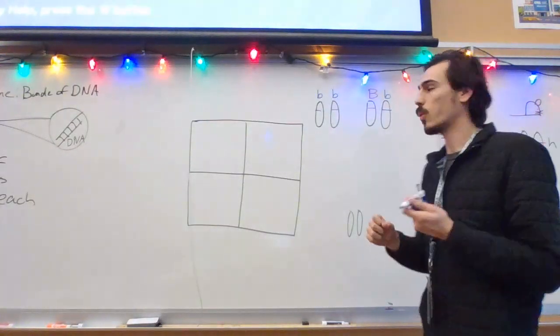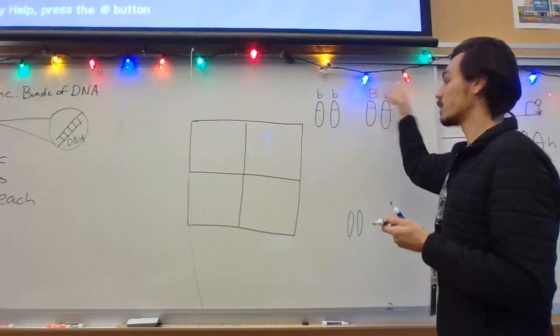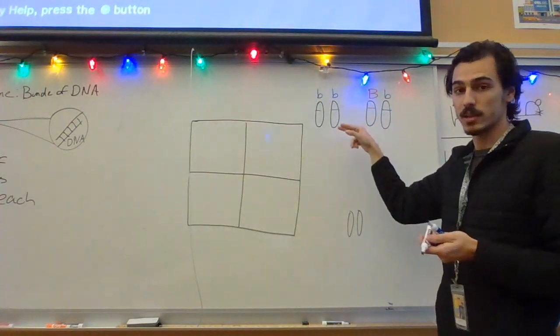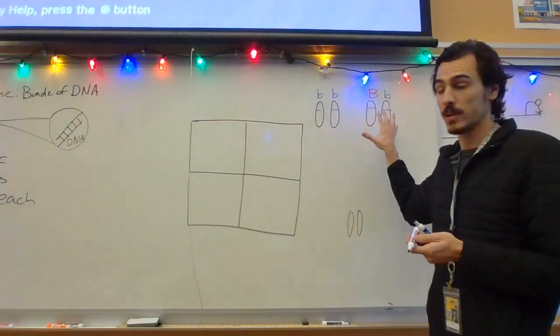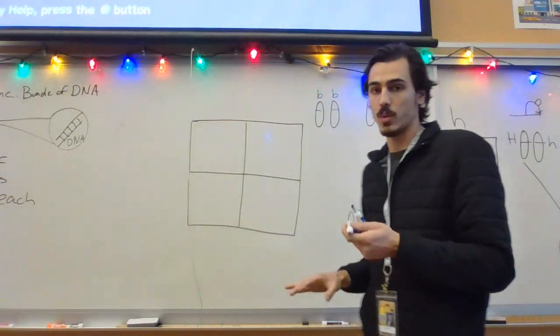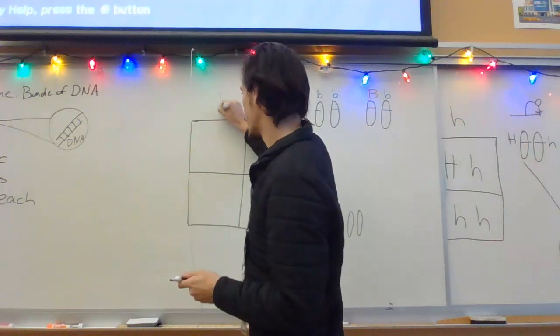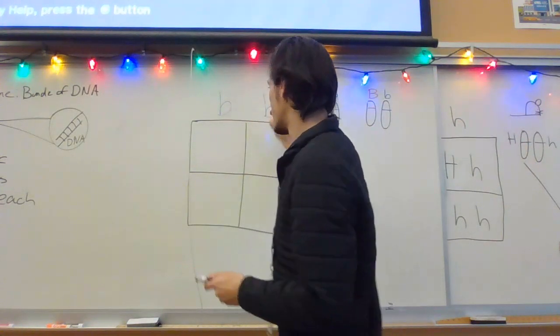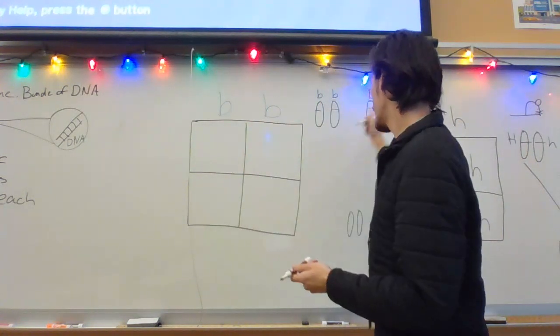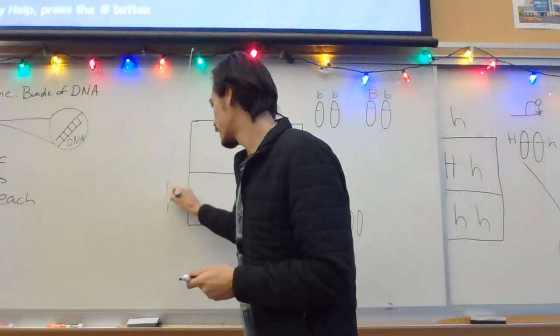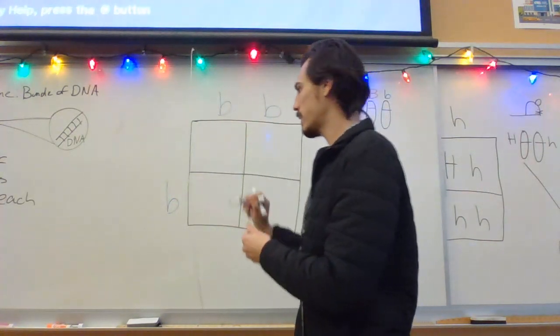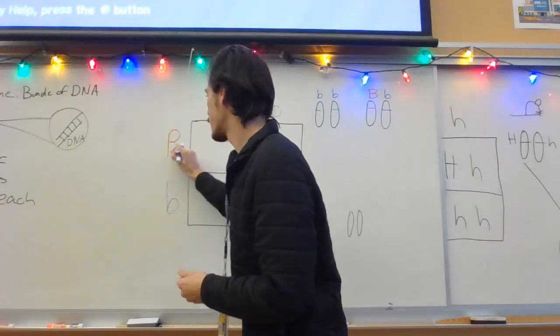So here's what we're going to do. We're going to take the genotype, which are the letters representing the alleles. We're going to take the genotype of each parent and put it on our Punnett square. So let's take the mom over here. So mom has little b, because she has blue eyes. And dad has big B, little b. So I'll put the big B there and the little b beneath.